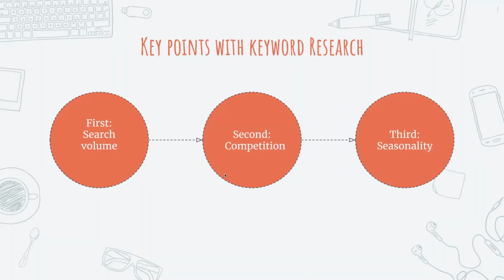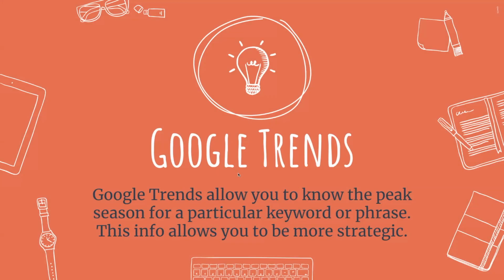And so the third thing is seasonality. This is where you find out when is peak season for your certain keywords. When it came to seasonality, I learned about it with Google Trends. I knew about Google Trends for a while, but I never really used it like that until later on. Google Trends allows you to know the peak season for a particular keyword or phrase. This info allows you to be more strategic.